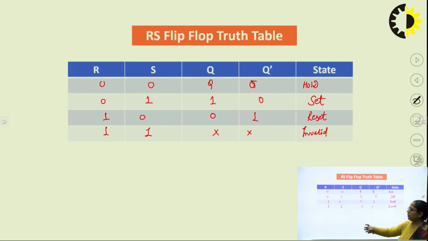Fine. So, we have to keep in mind, when both the input combinations are 0 0, then there will be no change in the state. If R0 S1, this is the set state, and if R1 and S0, this is the reset state.